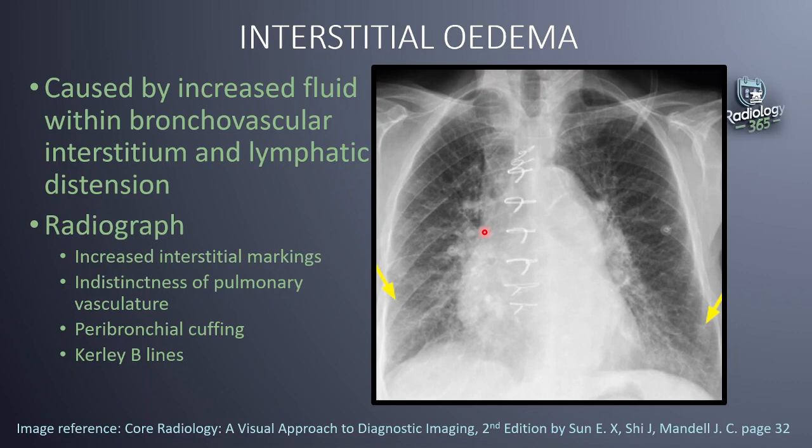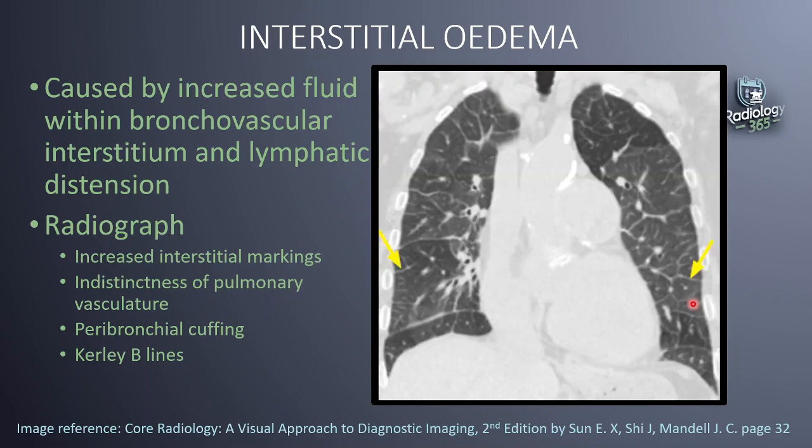So this radiograph demonstrates moderate enlargement of the cardiac silhouette, and we can also see some sternotomy wires here. There are also increased interstitial markings, if we look closely, that have been pointed to by the yellow arrows. There is one Kerley B line here. In fact, there are multiple of them.